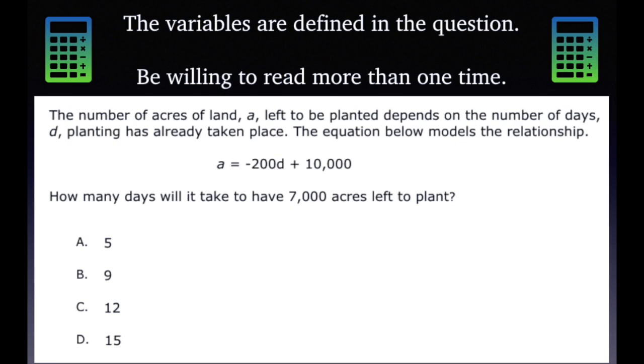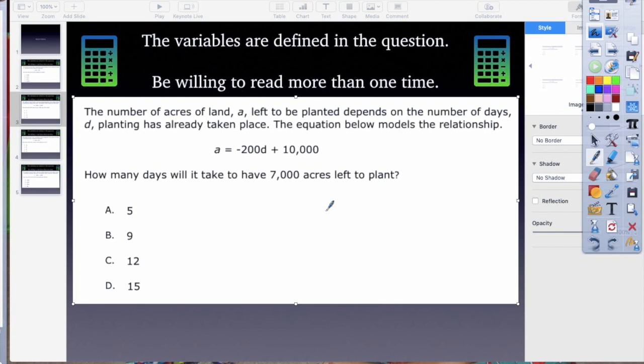All right, our second question. The number of acres of land, A, left to be planted depends on the number of days, D. Planting has already taken place. The equation below models the relationship. A equals negative 200D plus 10,000. Question: how many days will it take to have 7,000 acres left to plant? The variables are defined in the question. We know that the A is acres, acres of land. We know that the D stands for days.